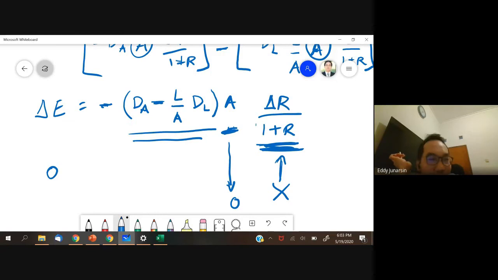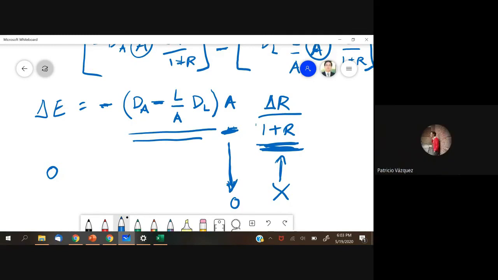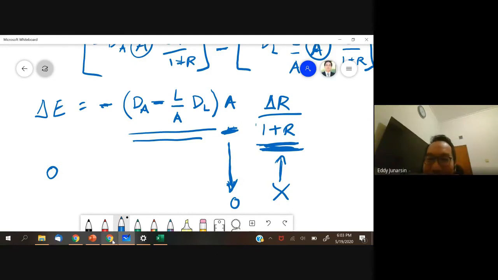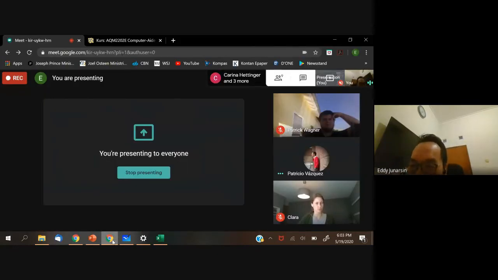Can you make your assets zero, Patricio? I don't know. They depreciate, but they cannot keep the value. That's right. But simple question: if you have a business, can you make your assets zero to continue the business? Is it possible?